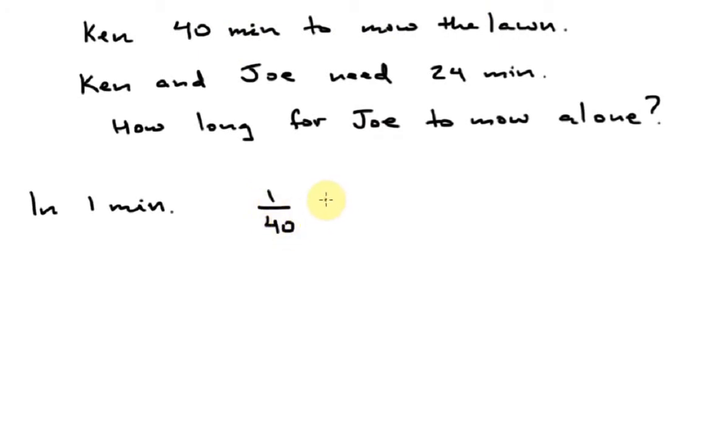Okay, now what about Joe? Well, I don't know how long Joe needs to mow the lawn. So I'm just going to say that he needs X minutes. So in 1 minute, this is the fraction that he completes. He completes 1/x of the lawn. Think of it this way. If Joe needs 50 minutes, then he gets 1/50th of the lawn mowed in a minute. If he needs 20 minutes, he gets 1/20th of the lawn.